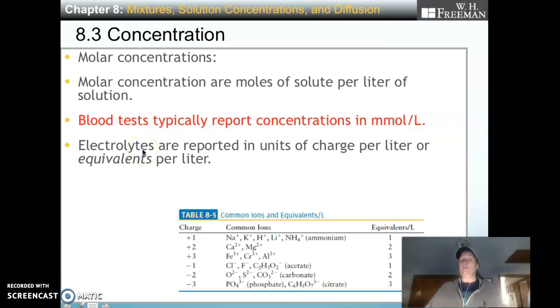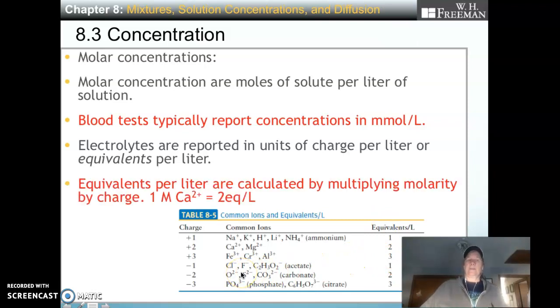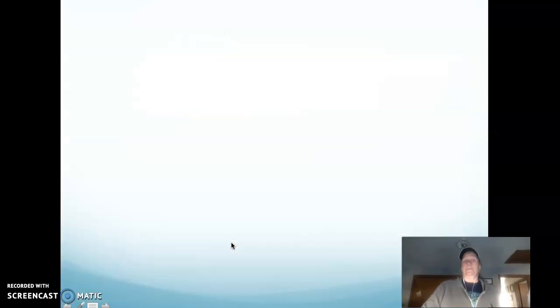So if I'm doing an electrolyte solution, these guys are going to provide 3 times as many ions as these guys, because it's 3 to 1 as far as equivalents. And equivalents per liter are calculated by multiplying the molarity by whatever their equivalent is. When you're looking at electrolytes, you're going to get twice as many ions if you dissolve calcium versus sodium.